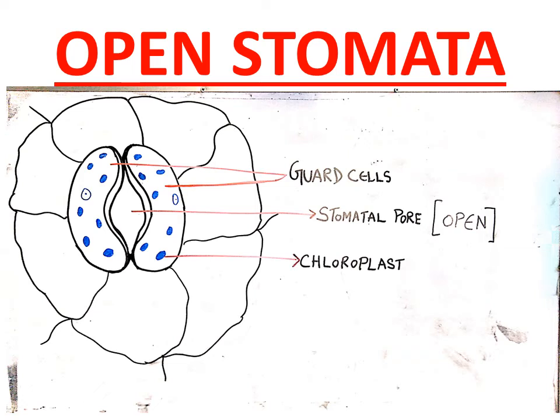This is the structure of an open stomata. Open stomata, look at the structure. These are kidney shaped, bean like structures. The stomatal pore which is open is in between, right? And we have chloroplasts again, and we have two guard cells, right? So when the stomatal pore is wide, it is called open, and you can see that the shape of the guard cells is also swollen. Okay, so this is the diagram of open stomata.